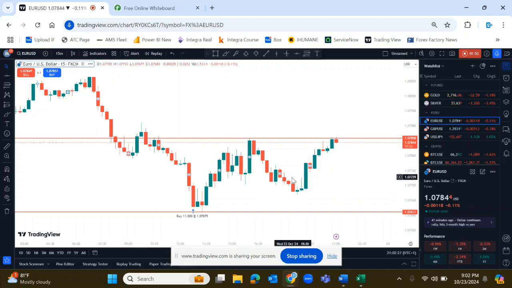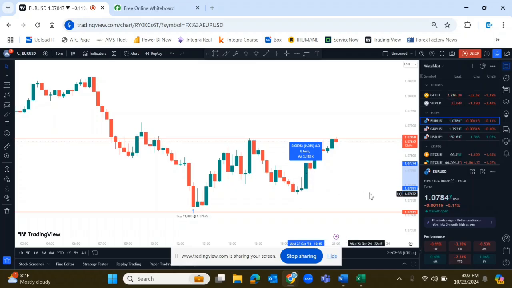Now, when it comes to understanding a pip, it is just the smallest movement in price. So let's say, looking at these candlesticks, it moved from this point up to this point. If we want to know the total movement in price based on pips calculation, you can measure it. Let's say from this point up to this point, we have about 8 pips movement on this chart. We are on the EUR/USD currency pair.